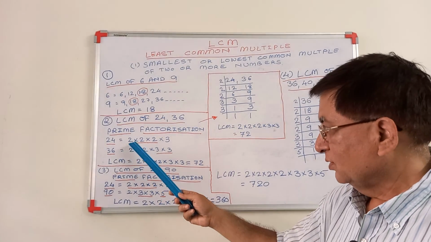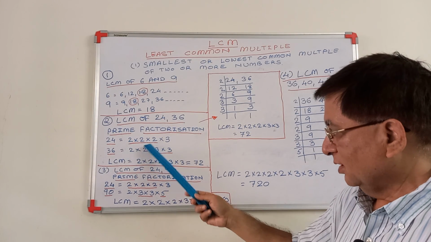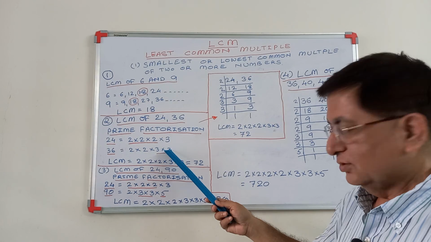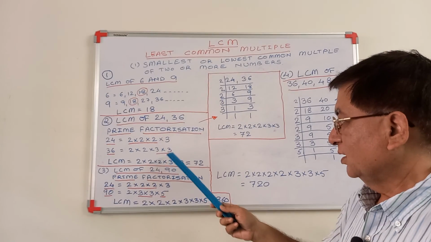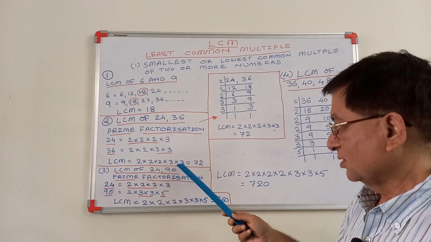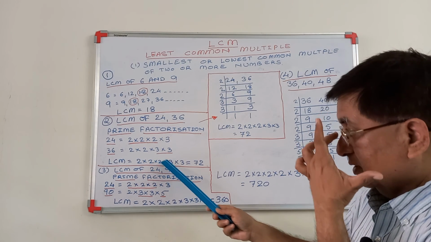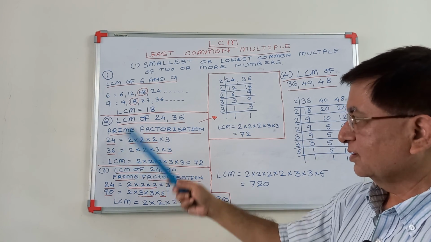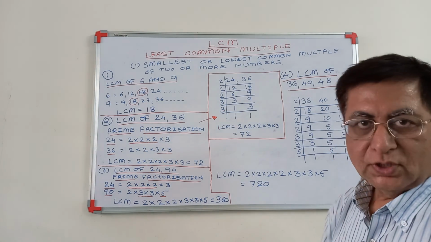So we take 2 from here, so we write 2 times 2 times 2, and then 3 occurs 2 times here, so we take 3 two times, so 3 times 3. So when we multiply all these numbers, we get 72. So 72 becomes the LCM of 24 and 36.